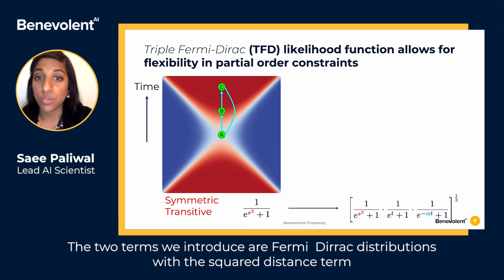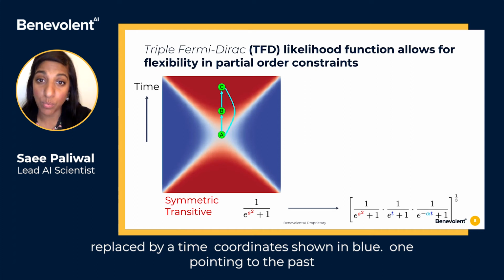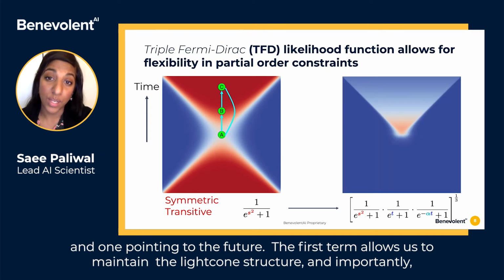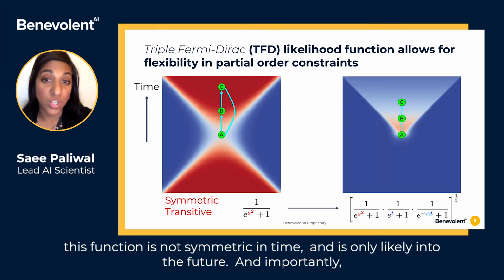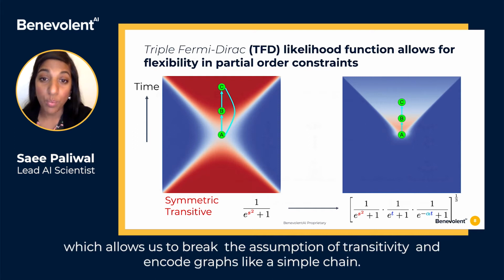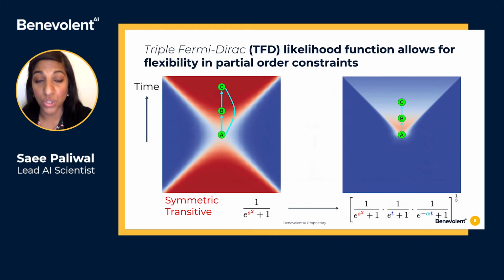The two terms we introduce are Fermi-Dirac distributions, with the squared distance term being replaced by a time coordinate, shown in blue, one pointing to the past and one pointing to the future. The first term allows us to maintain the light cone structure, and importantly, this function is not symmetric in time and is only likely in the future. Additionally, the parameter alpha allows us to flexibly decay the probability into the future, which allows us to break the assumption of transitivity and encode graphs like a simple chain.